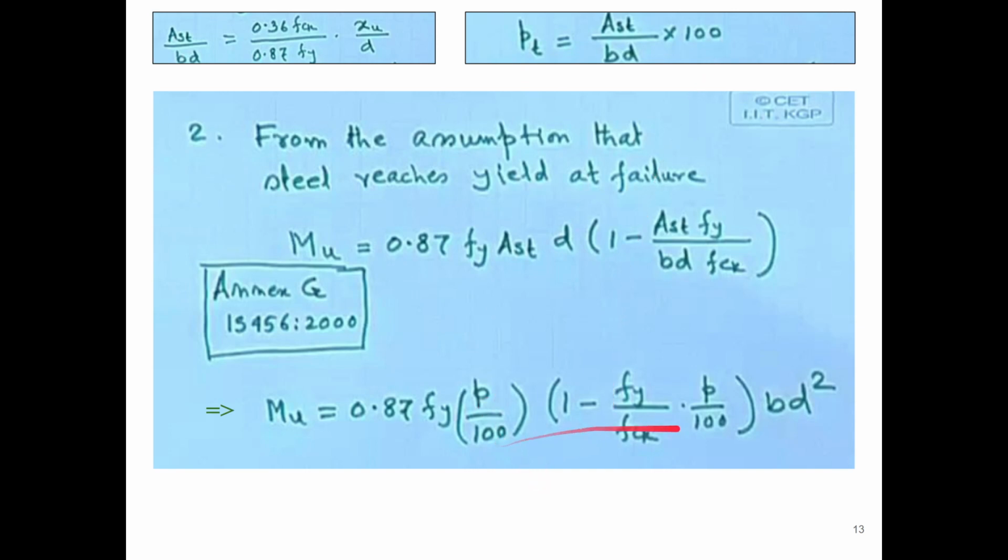So P by 100 and BD into D becomes BD square, and this is 1 minus Fy. This AST by BD will be substituted using this equation, so it will be P by 100, so 1 minus P by 100 into Fy by FCK. So it is a derivation.